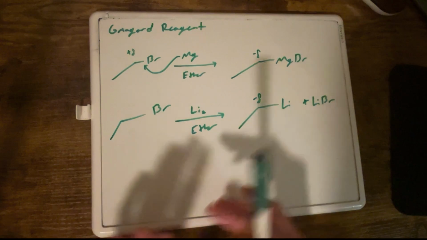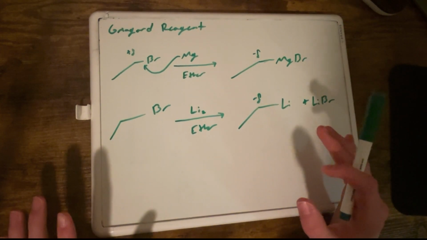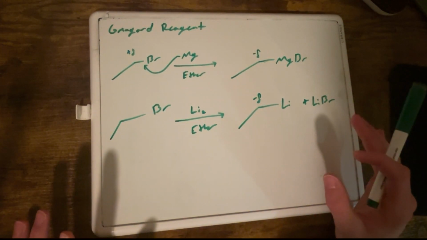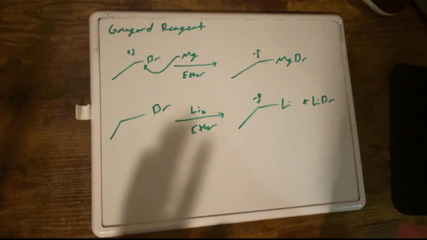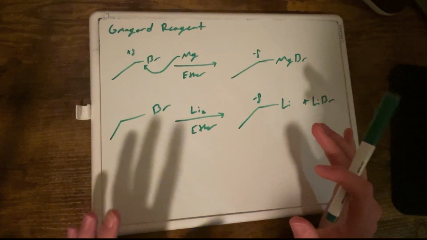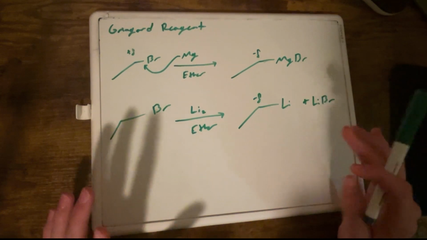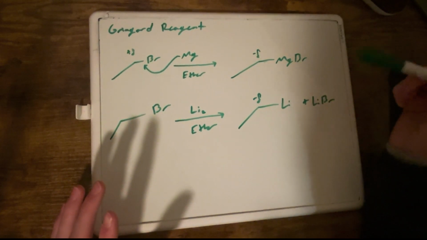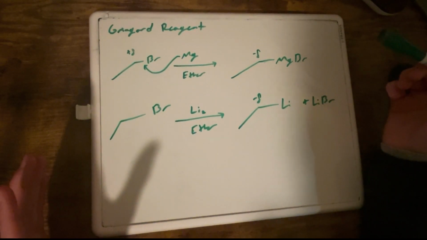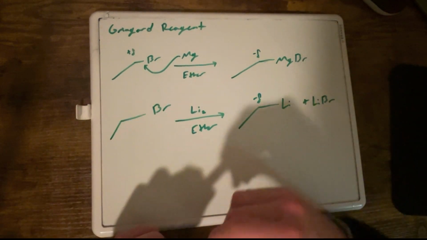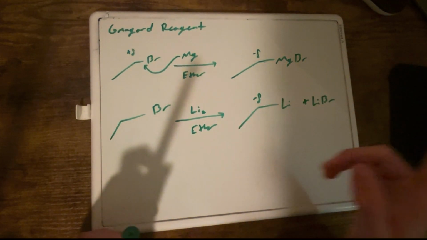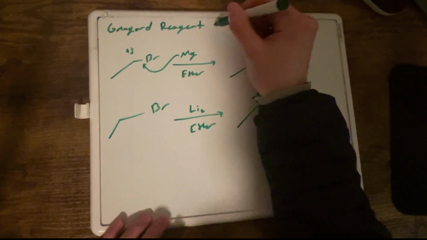Essentially, the carbon in a Grignard reagent now becomes the nucleophile, which is great when reacting it with ketones, because it now means basically we can add a carbon chain to certain ketones.